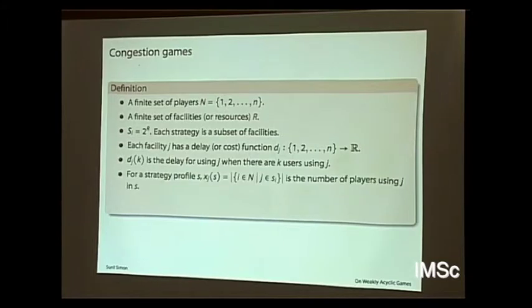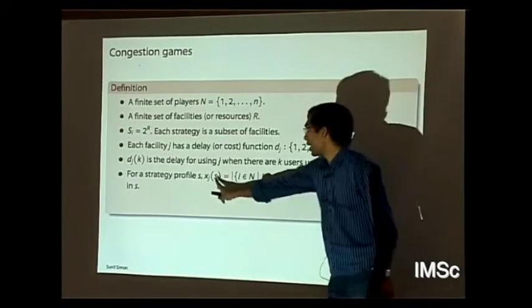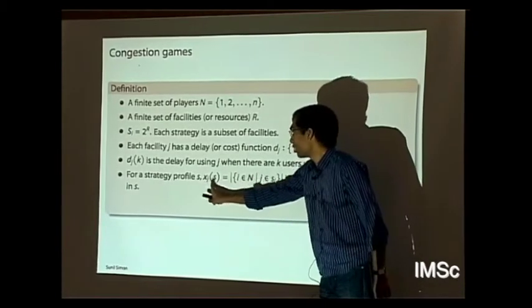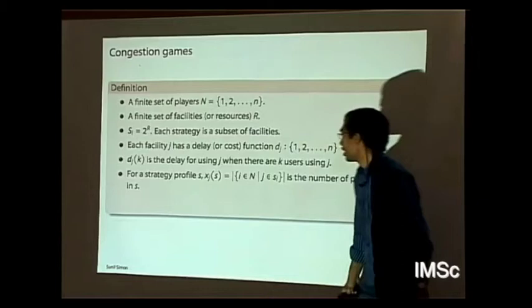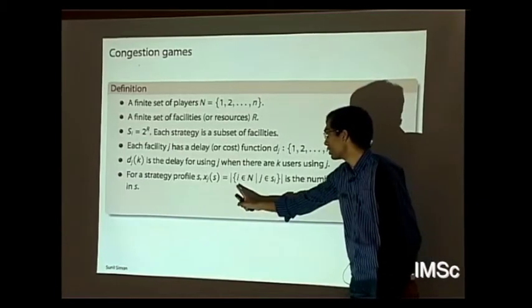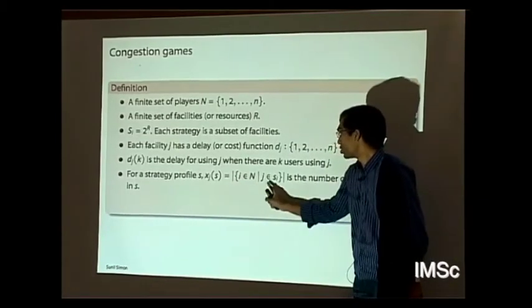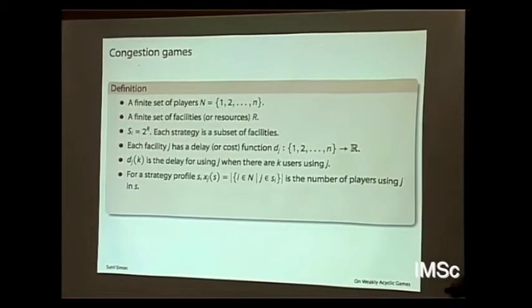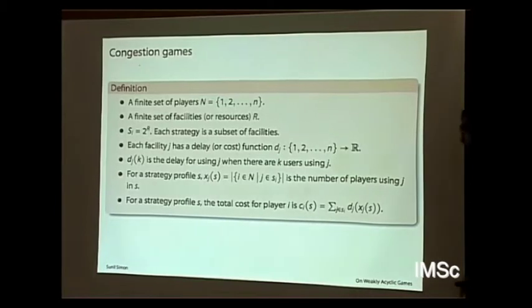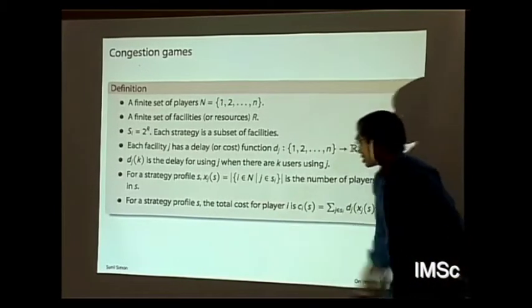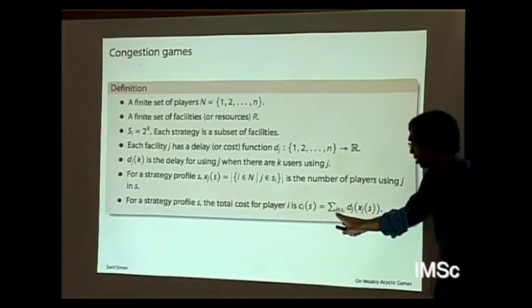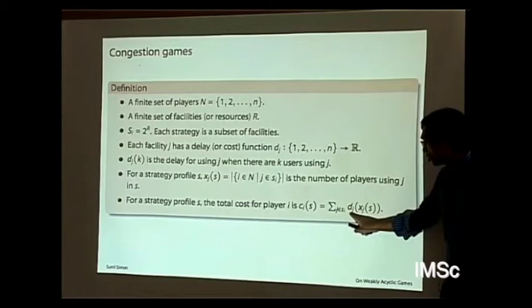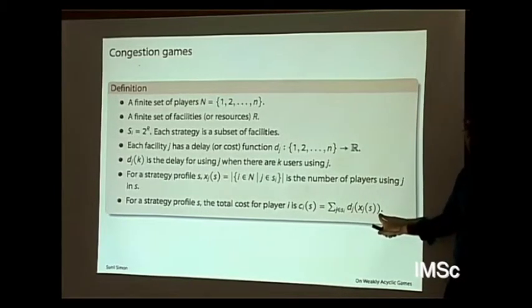So given a strategy profile S, which gives a strategy for each player, xj of S, where j is a resource again, is the cardinality of this set. What is this set? It's the number of players i which use the resource j in their strategy, Si. Now what is the cost function? The total cost for each player is simply, you sum over all the resources j used by player i, and you look at the cost of that resource.